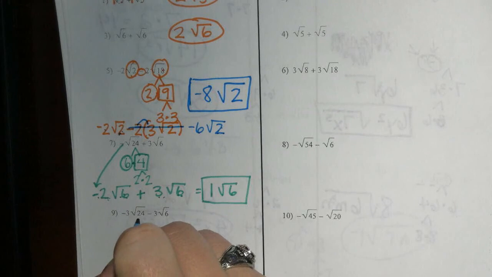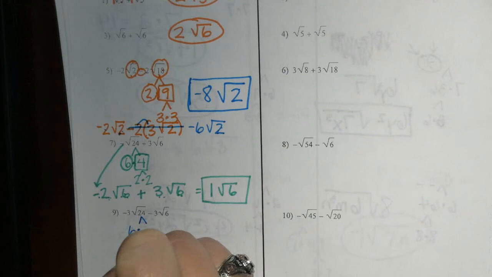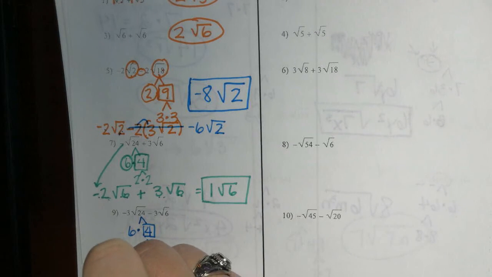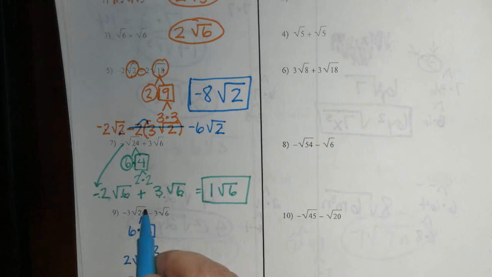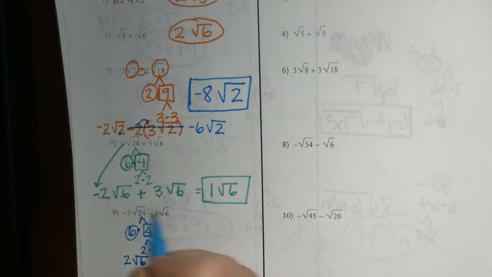So number 9 has the same thing. We're just going to go again with 6 and 4. 4 is my square. 2 times 2. So I'm going to pull a 2 out. So what we just did is we changed square root of 24 to be 2 times the square root of 6. That 6 still stays in the radical.